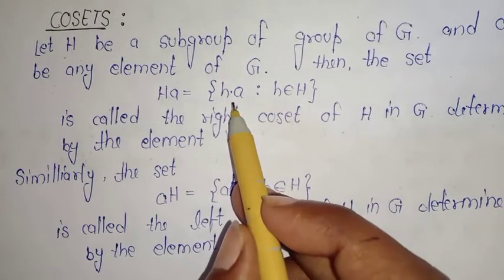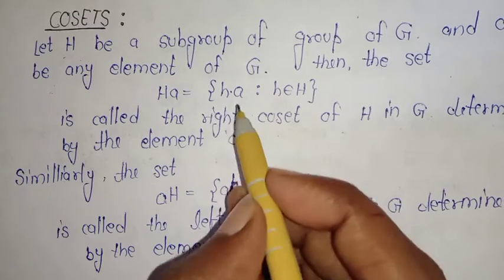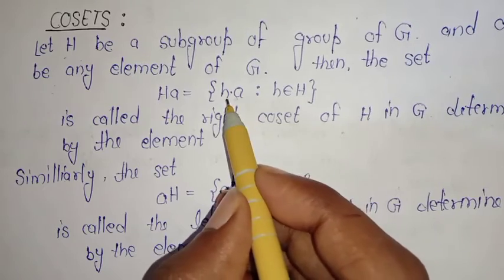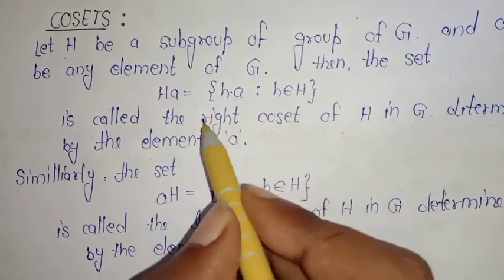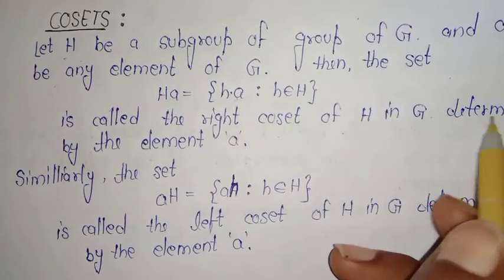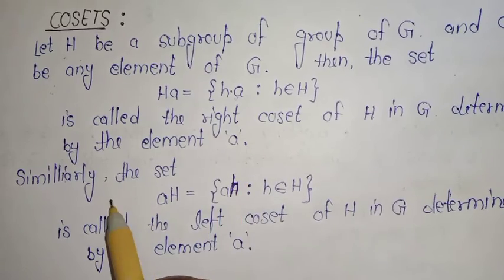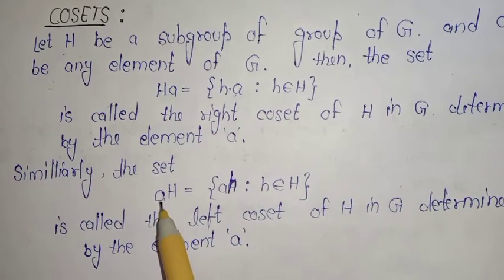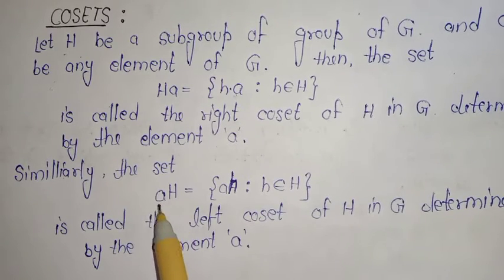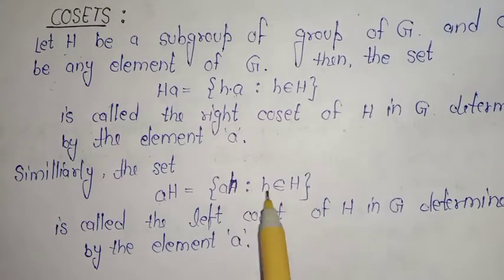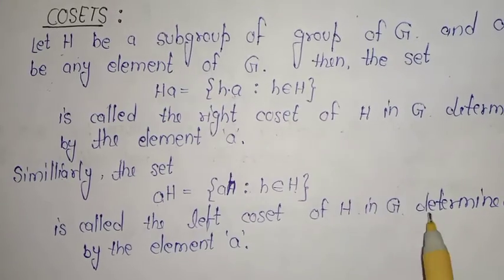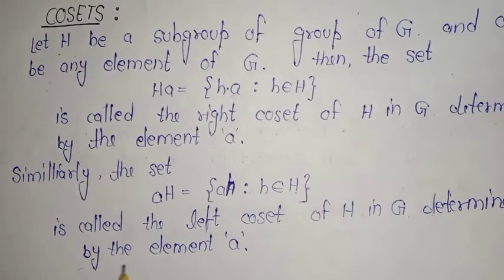And why do we call it the right coset? Since a is an element of group G and it is multiplied with this element on the right, we call the whole set the right coset of H in G, and this is determined by the element a. Similarly, we can define the left coset as well. In this case, we multiply the element of the group G at the left. So the set aH equals a dot h such that small h is coming from the subgroup H, is called the left coset of H in G, and this is also determined by the element a.